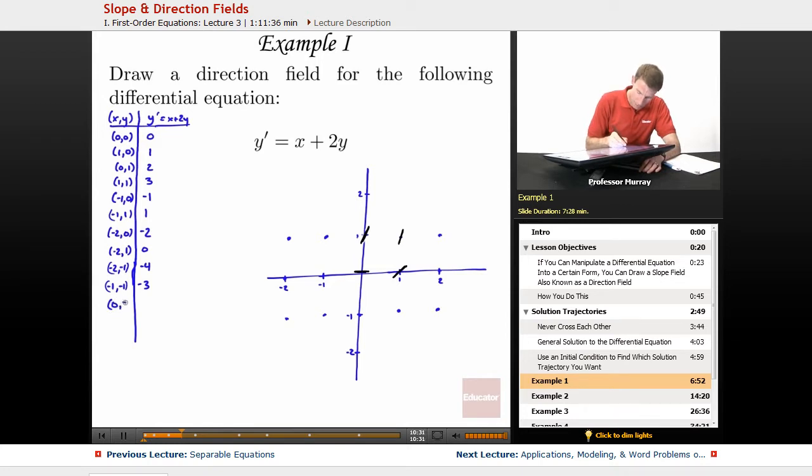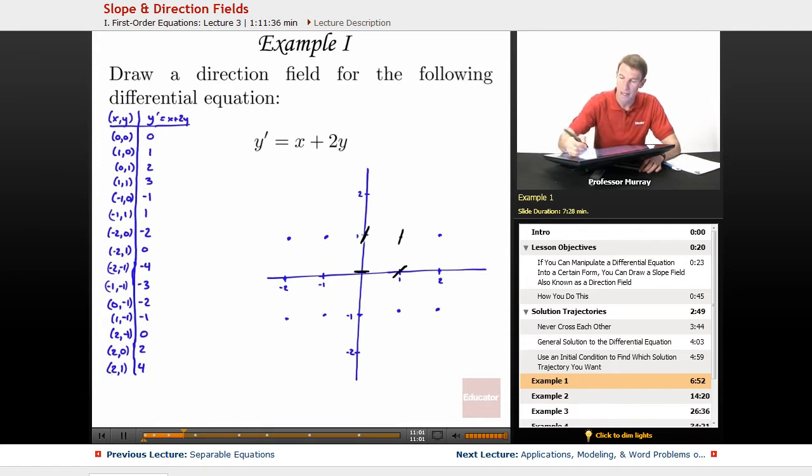0, negative 1. x plus 2y would be minus 2. 1, negative 1. x plus 2y is negative 1. And 2, negative 1. x plus 2y is 0 again. And I see there's a couple more points there. 2, 0. x plus 2y would be 2. And 2, 1. x plus 2y would be 4.